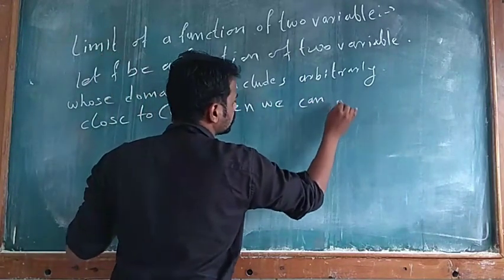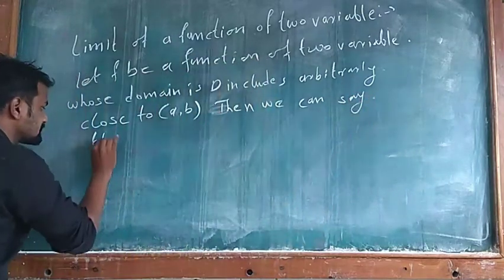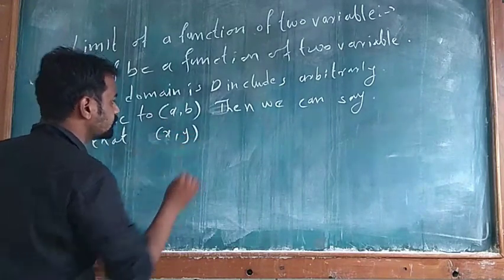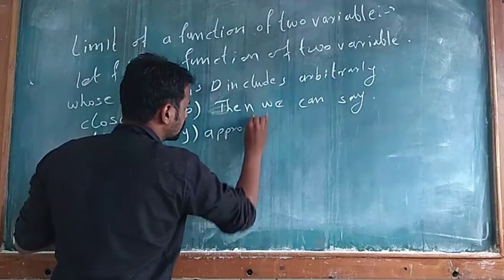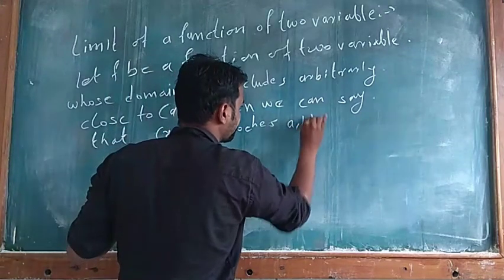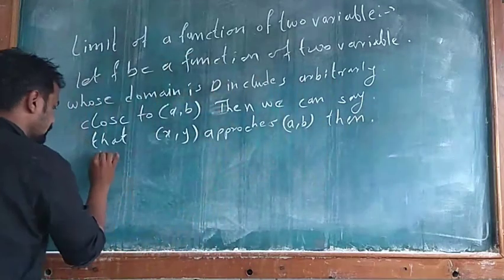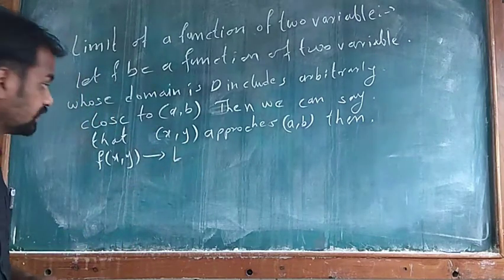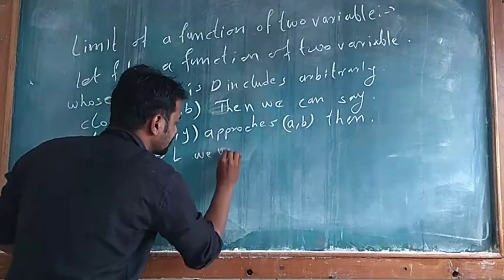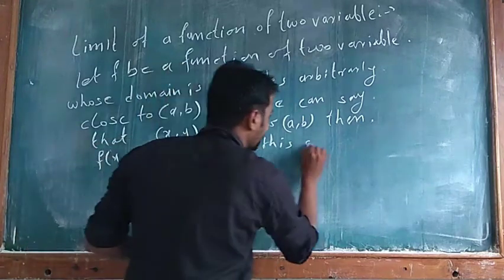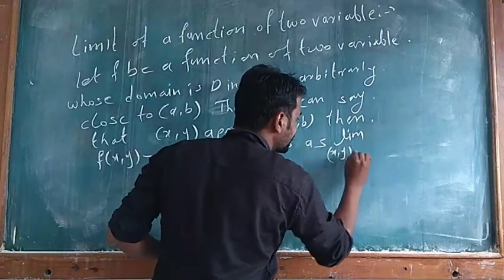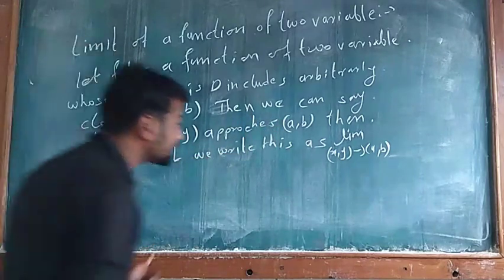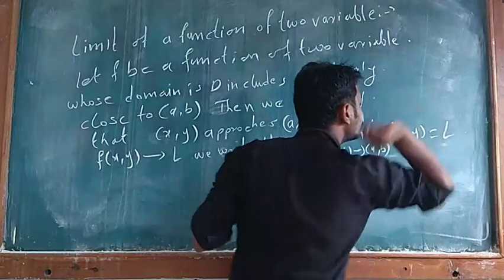Then we can say that as (x, y) approaches (a, b), f of (x, y) approaches L. We write this as the limit as (x, y) tends to (a, b) of f of (x, y) is equal to L.